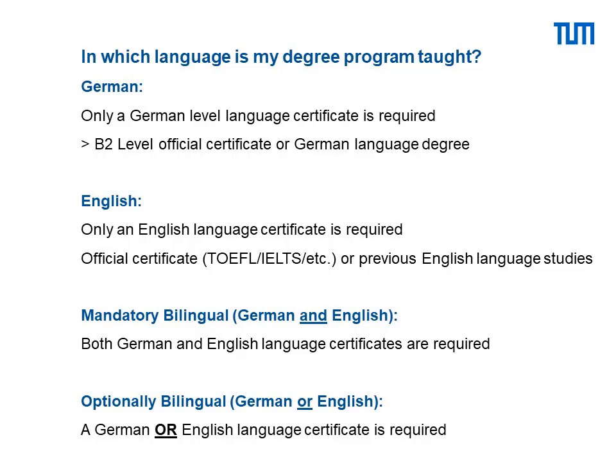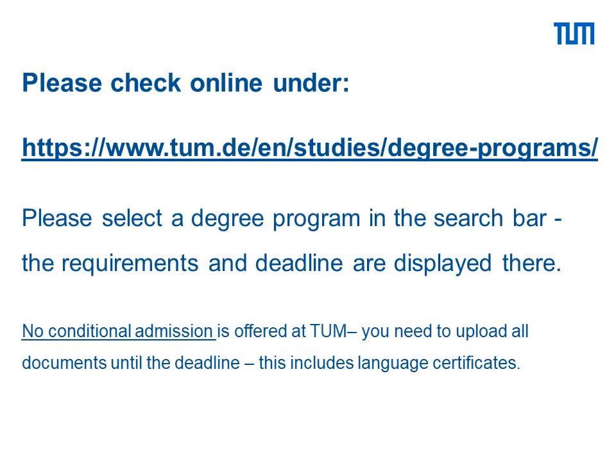For bilingual programs, there are two different types. Some degree programs require both languages. Other degree programs let applicants choose whether they want to study in German or English. Please check online at our degree program database. You need to select a degree program in the search bar, and language requirements and deadlines are displayed.